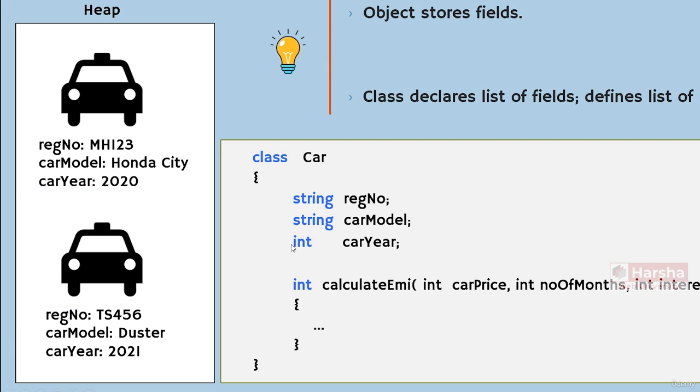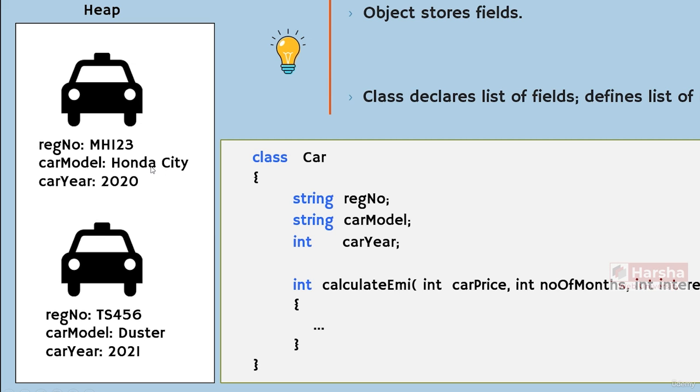The class describes the list of fields that you want to store inside the object. Each object stores the same set of fields that are given by its class. No object can store additional fields or remove any existing fields. The object is created based on the class, so it has to follow the same list of fields that are given by its class. Even the field names and data types are given by its own class.